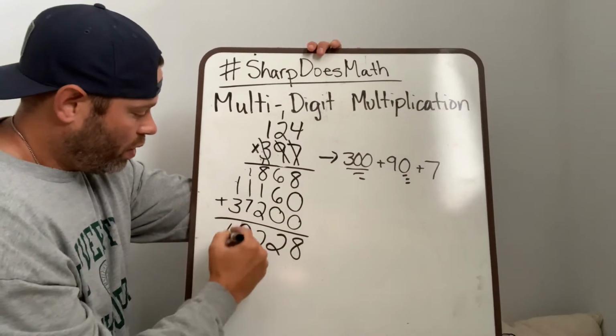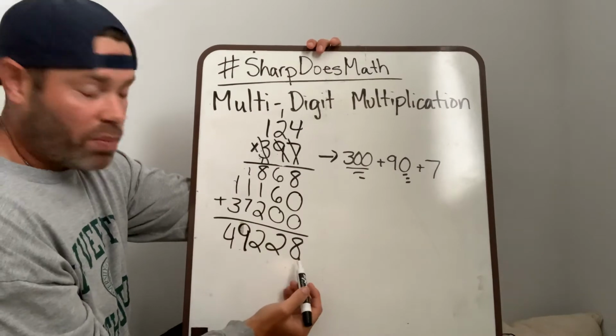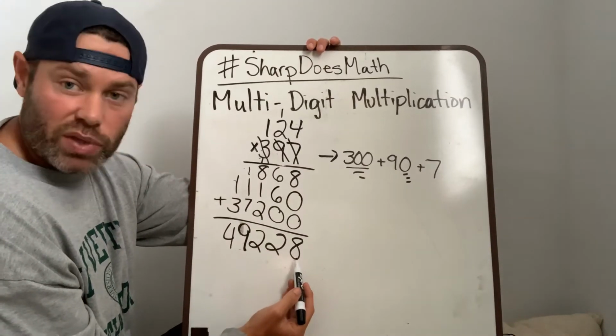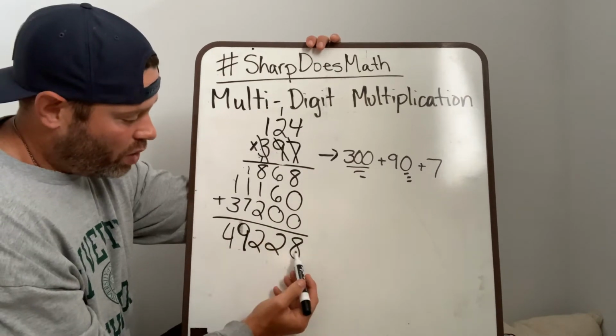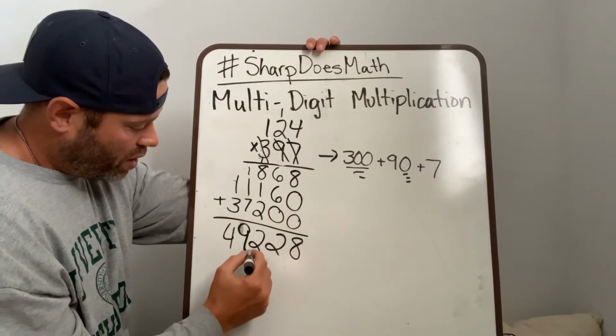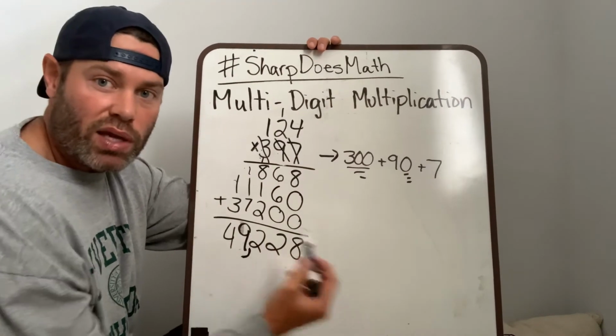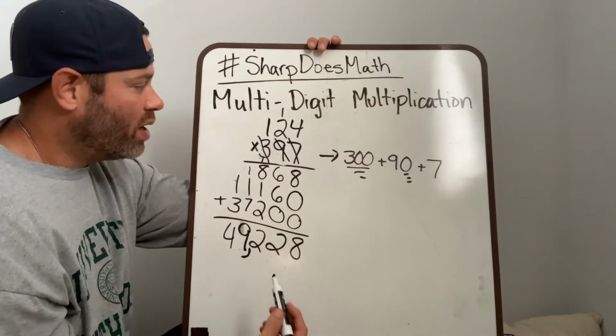And that's 4. And remember, if you're looking to where to put your comma in, you go back to the beginning and you count 3 numbers and you put your comma. So 1, 2, 3, and then we put our comma right there. So our answer is 49,228. Okay, and that would be your answer.